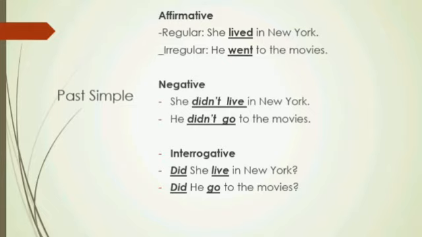For interrogative form, we use the auxiliary did at the beginning. Later, we use the subjects I, you, he, she, it, we, and they. After the subject, we use the main verb in infinitive. Examples: did she live in New York? Did he go to the movies?